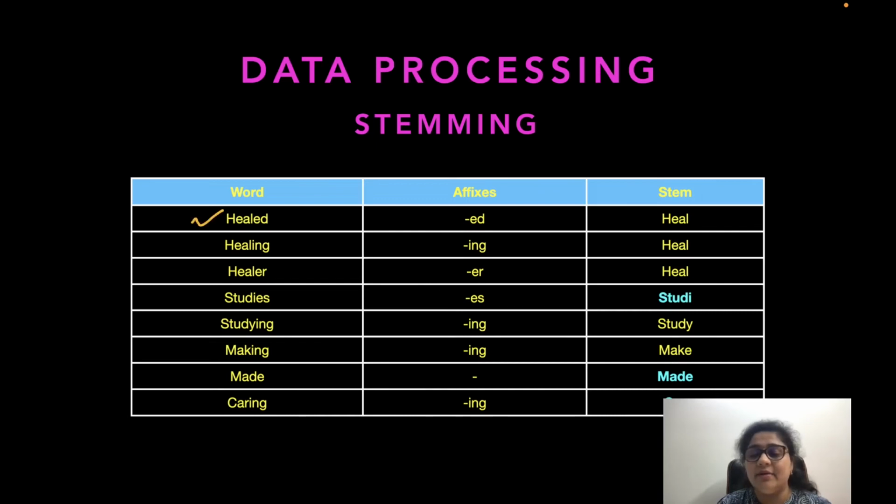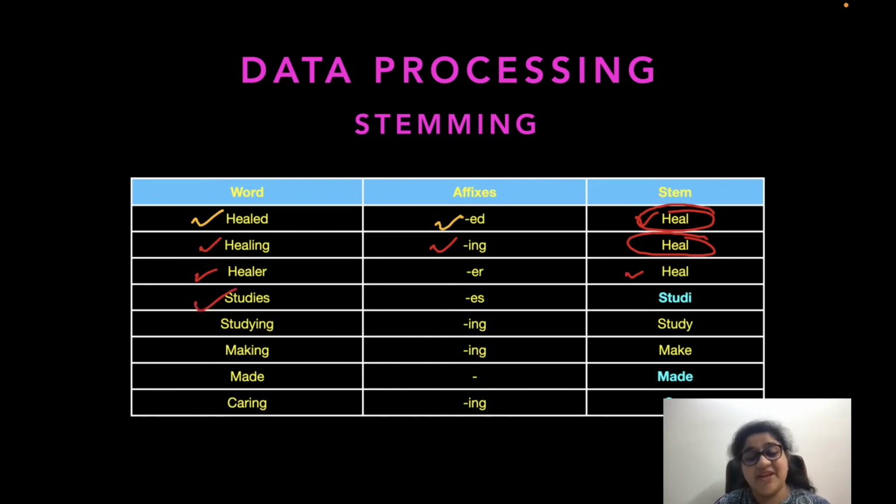Let's say healed. What is the affix? Ed. After affix removal, we get the word heal. This is the stem. If I have the word healing in my corpus, what is my affix? Ing. And what do we get after affix removal? Heal, because heal is the base form or the root form of the word. Similarly, healer, we are getting heal.